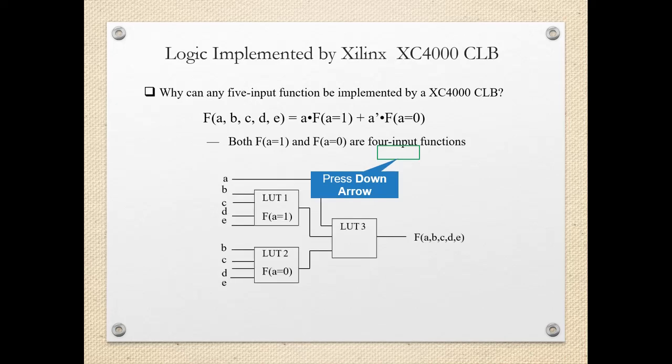All the entries corresponding to A equal to 0 will be implemented using lookup table 1. Entries corresponding to A equal to 1 will be implemented using lookup table 2. To both the lookup tables, the inputs provided are B, C, D, E. And the variable A is provided to lookup table 3. In this fashion, we can implement a 5 variable logical expression with the help of these 3 LUTs.